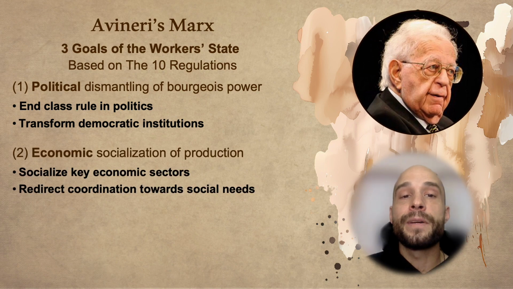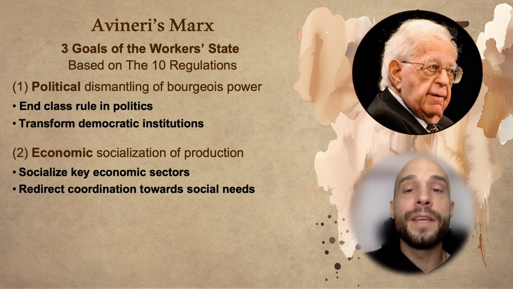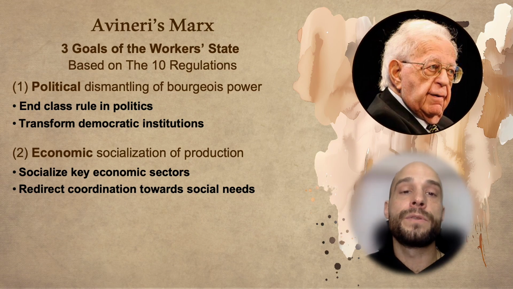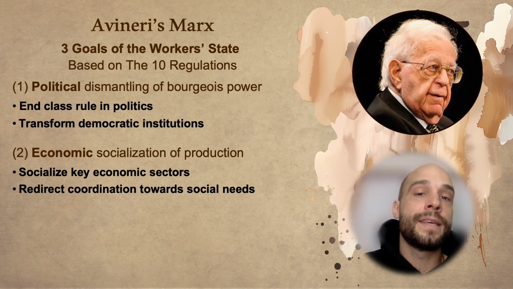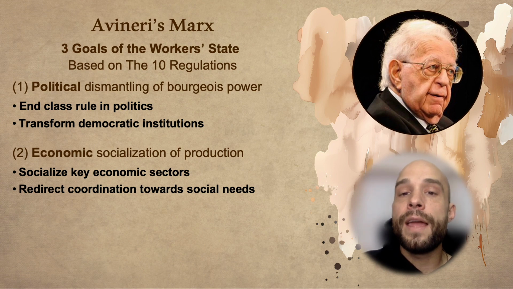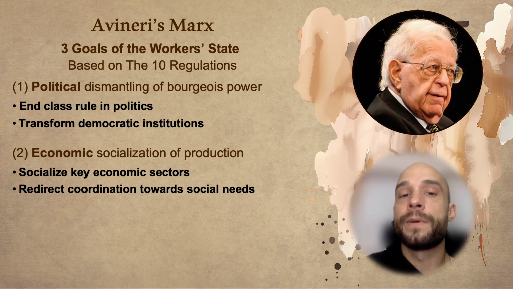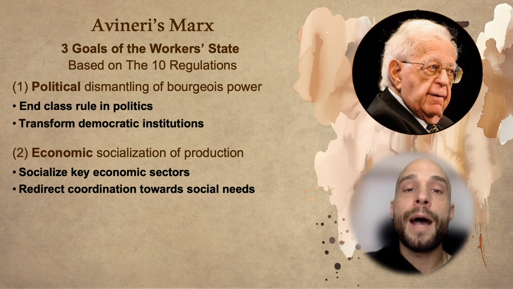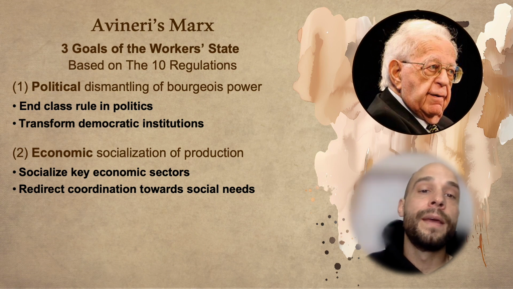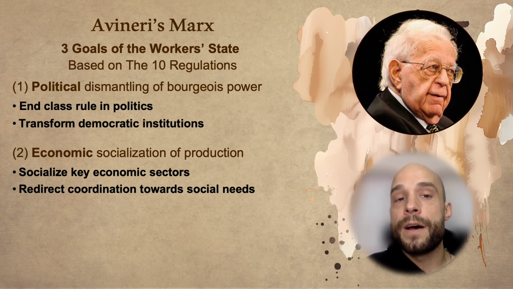Second, the economic socialization of production. Not everything is nationalized all at once, but the levers that structure society, finance, infrastructure, major industries are placed under democratic social control, so we socialize key sectors. The point is not chaos, but rational collective coordination without private command. Only in this way can we redirect production and distribution to serve the social whole, not the needs of a few capitalists following the logic of capital. This is universal suffrage in the economy.